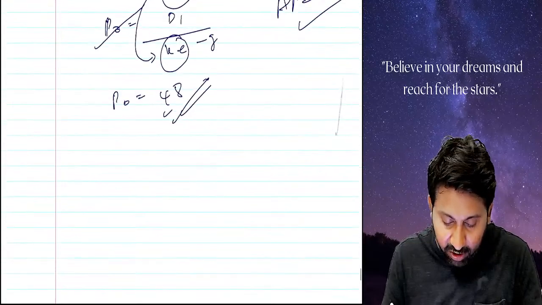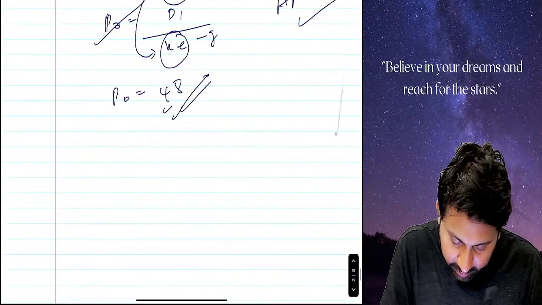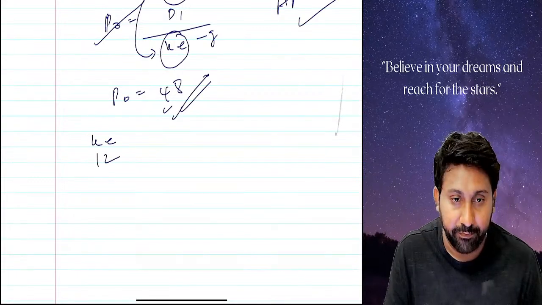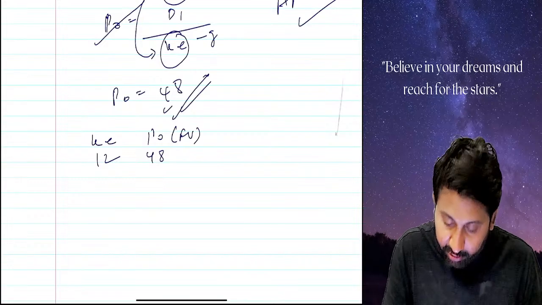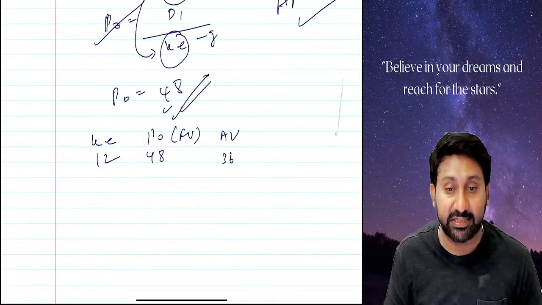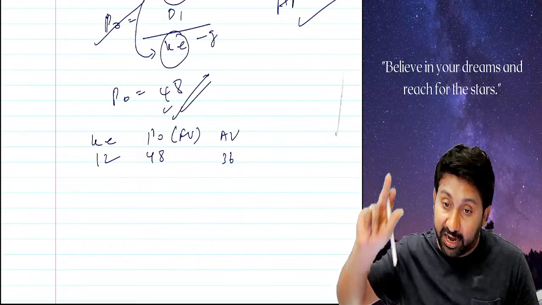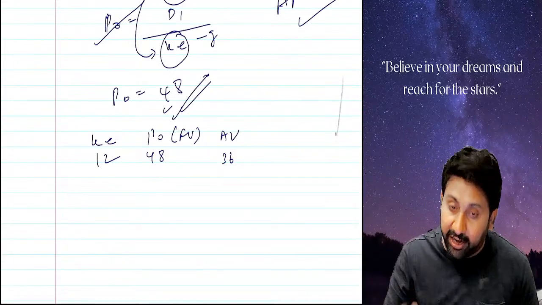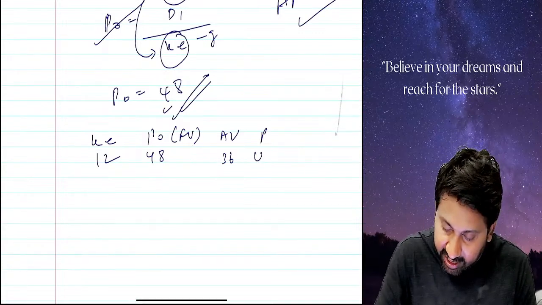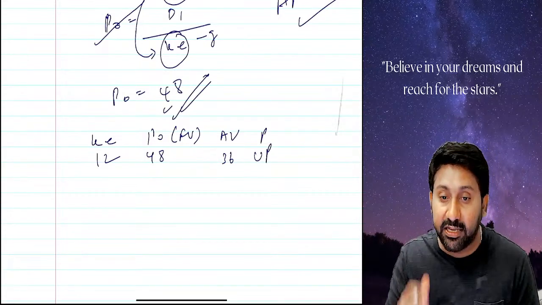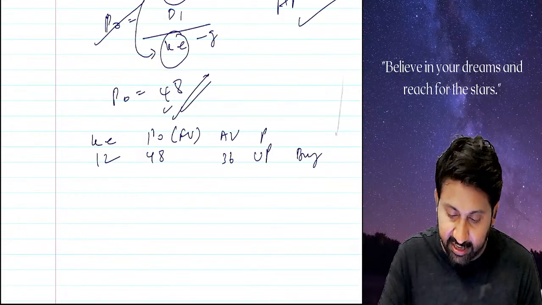But here what happened? KE 12, at that stage, P naught should be 48 fair value, but actual value is 36. Means the share which should have been traded at 48 is now traded only at 36 in the market. Is it underpriced or overpriced? It is underpriced. When something is underpriced, what do we have to do? Buy the stock.